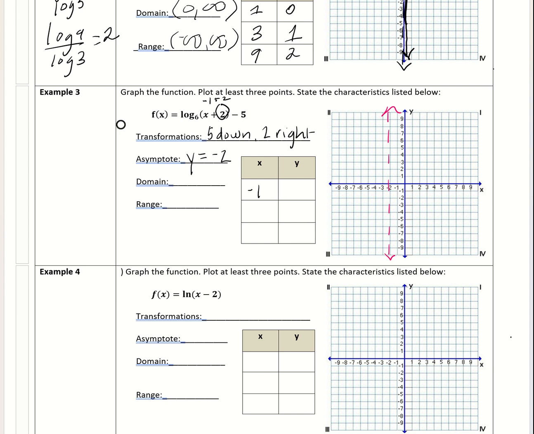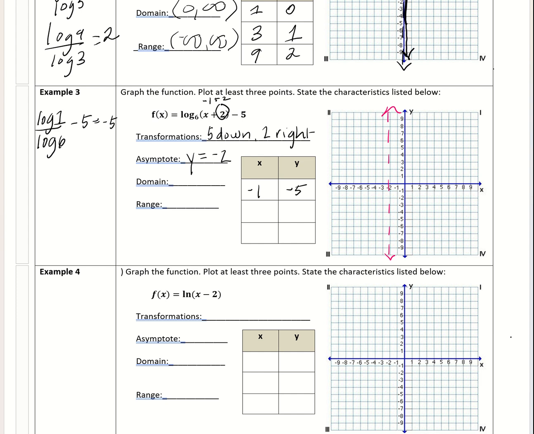So I'm going to get log 1. So I'm going to do log 1 over log 6. And then after I do that, I'm going to subtract 5. Well, log 1 over log 6, if you put it in your calculator, is 0, and 0 minus 5 is -5. So that is how I'm getting that number.